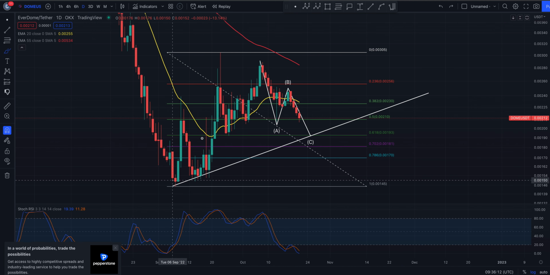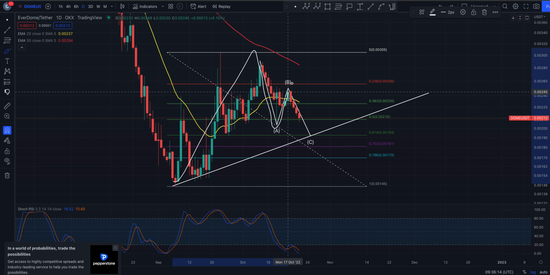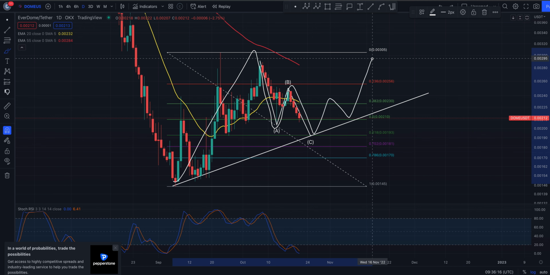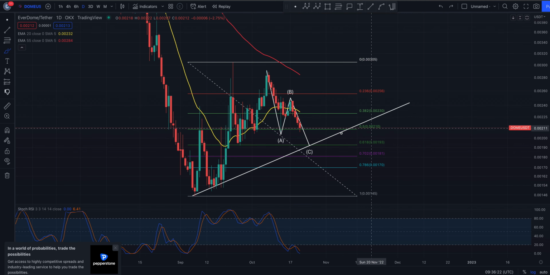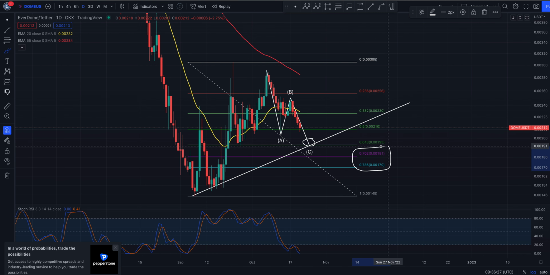It would be nice to see that pullback, because as I said, Dome's coming up in this large wave one, and potentially you've got this ABC to support, looking for your continuation and your retest of resistance above. It's literally that simple. Worst case scenario, as I've said, if you do start to come down and lose this 0.618, these are your final two targets.